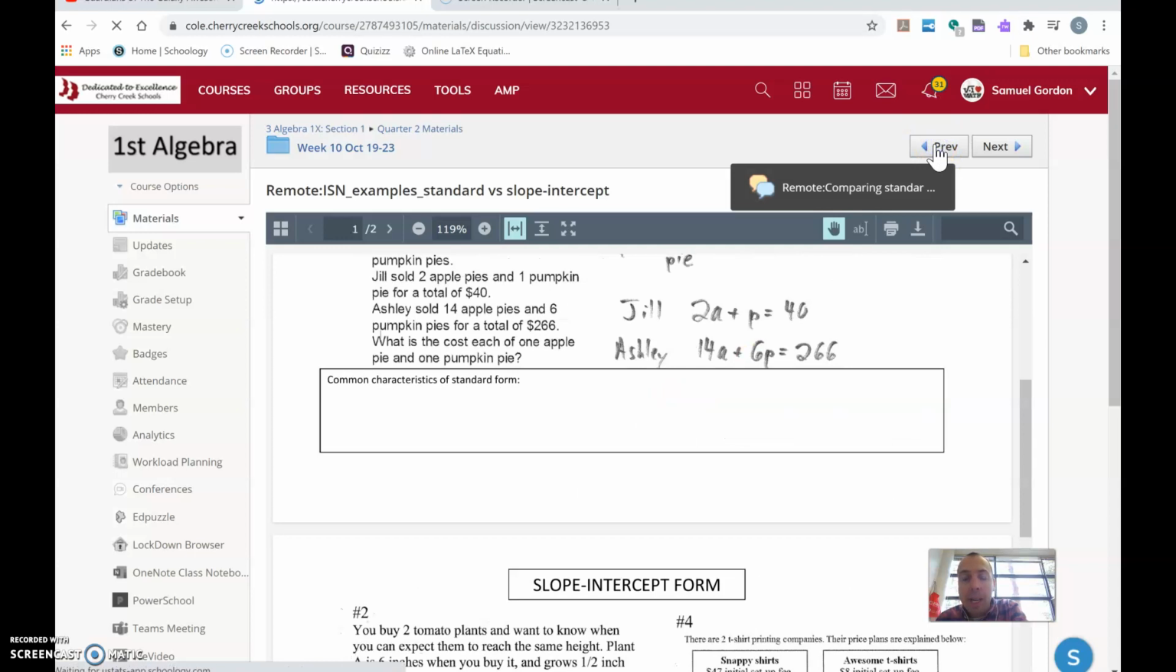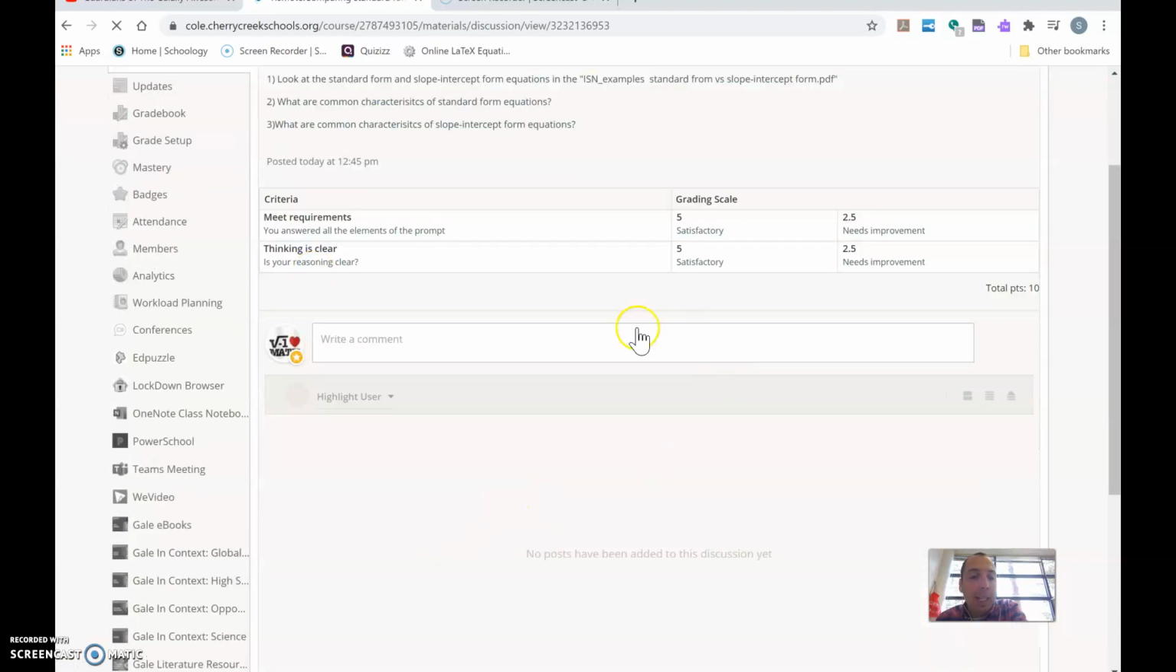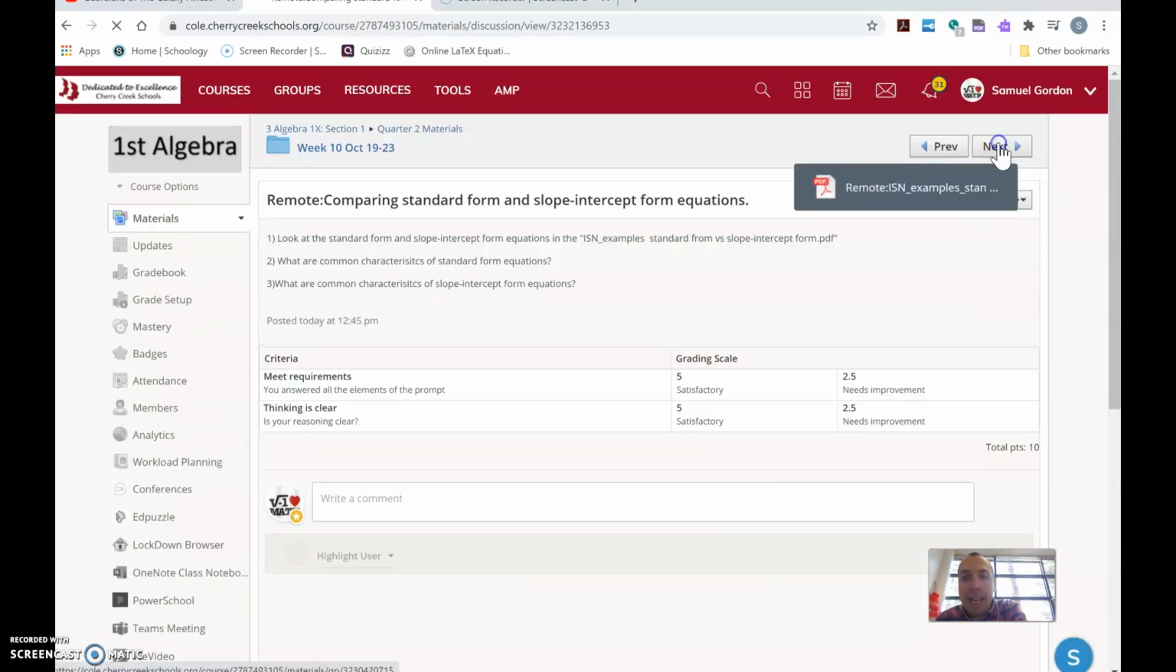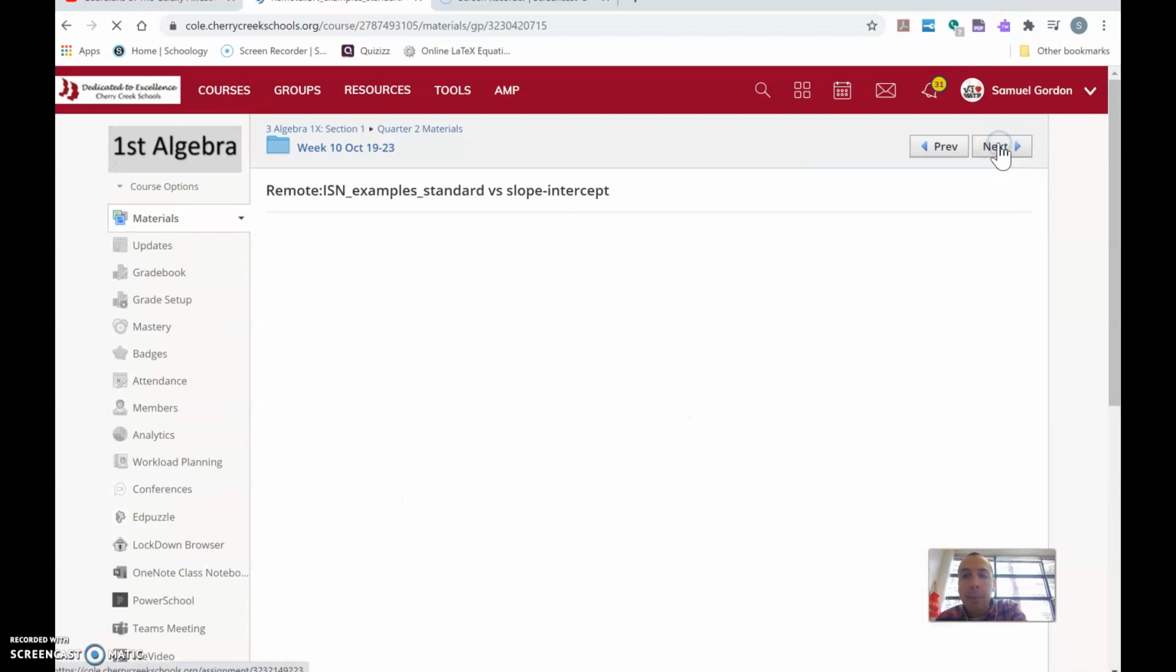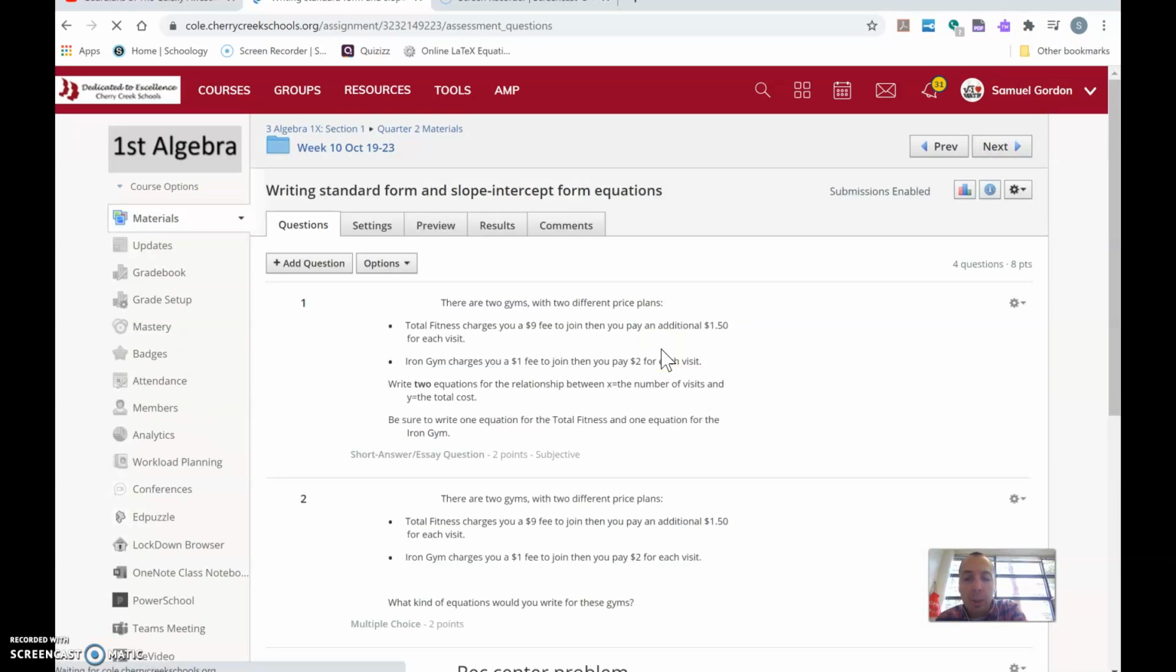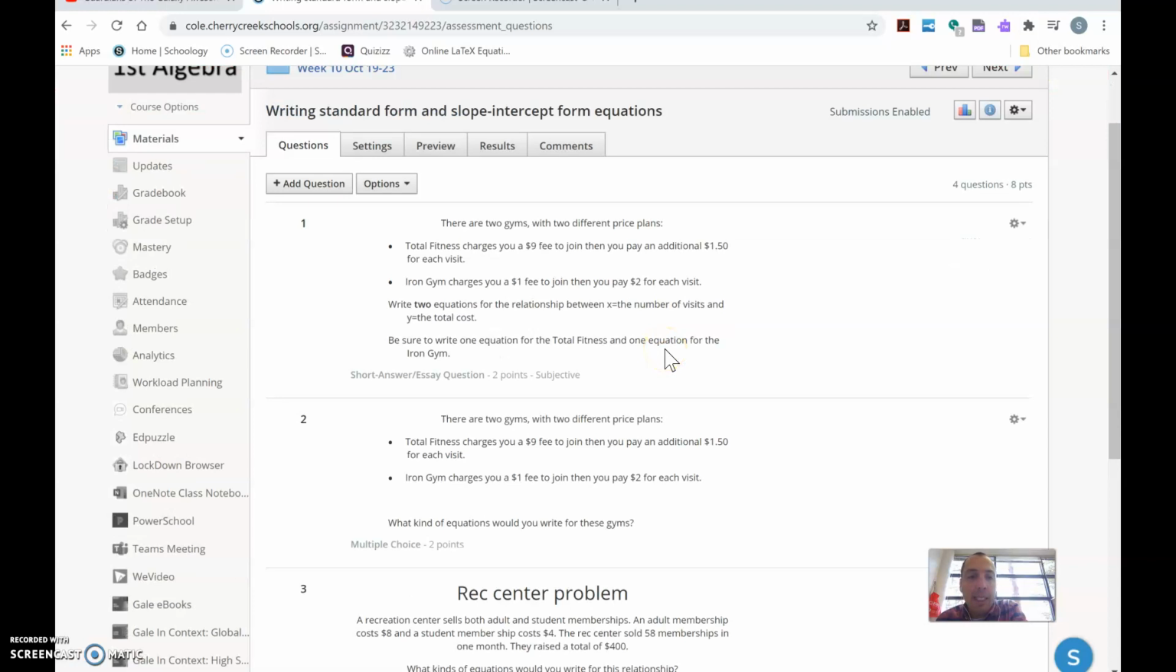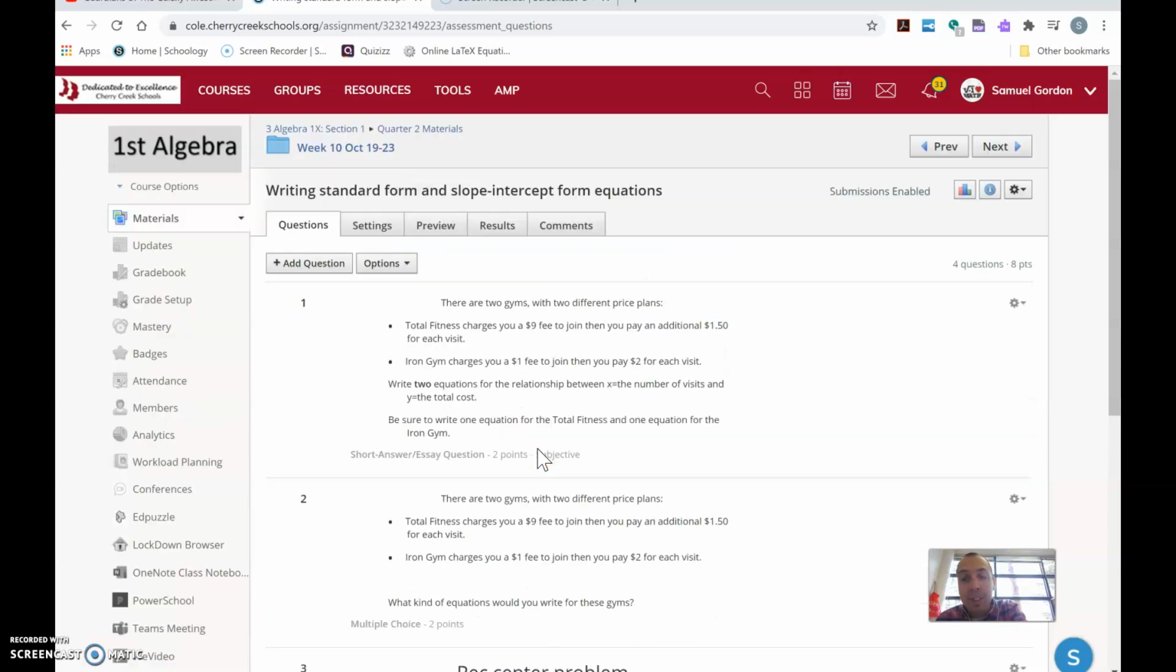Then when you're done with that, you go back and do some writing here. And the last thing you need to do is there's a tiny little practice quiz where you're just trying to figure out if stuff is standard form or slope-intercept form, and then just trying to write the equations. This is just to see how you're doing. You don't have to worry about getting it perfect. I just want to see how you guys are doing with this.